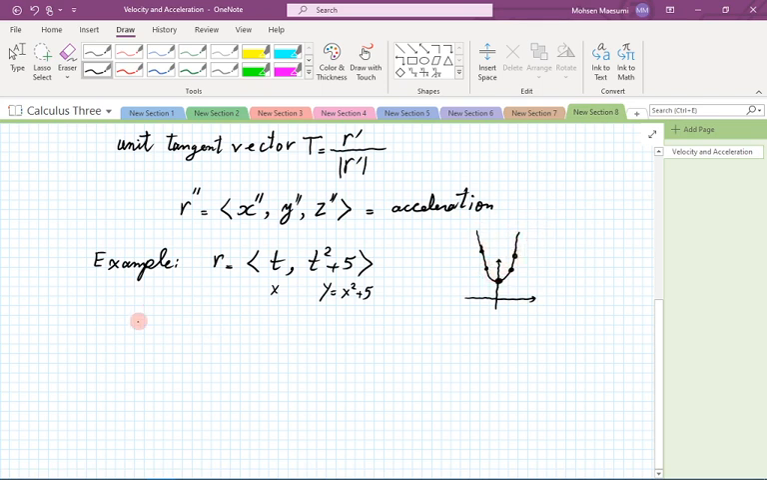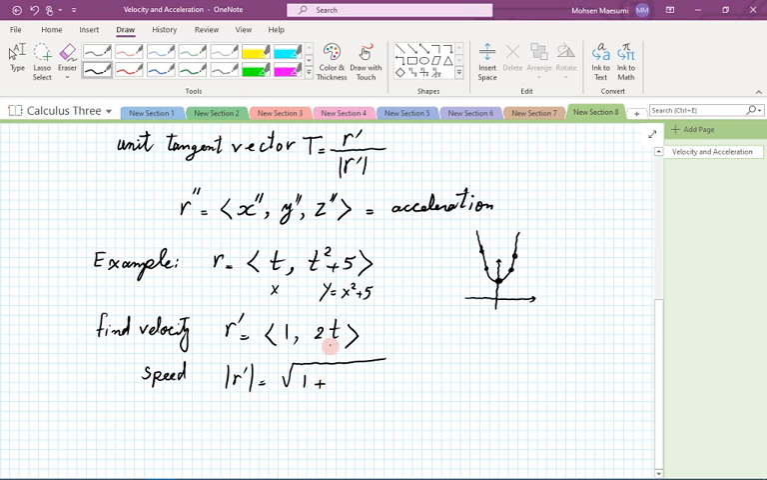Now here's the example. Find the velocity. Well, very simple. r prime is equal to the derivative of this, which is 1, and the derivative of that is just 2. So that's it. Suppose we say find speed. Well, of course, these things are functions of time. Speed is supposed to be the absolute value of this, just the Pythagorean theorem: 1 plus the square of that, 4t squared.